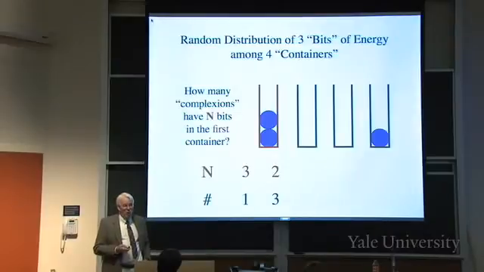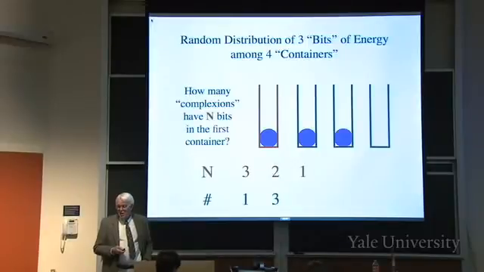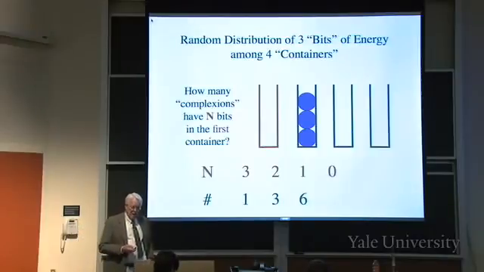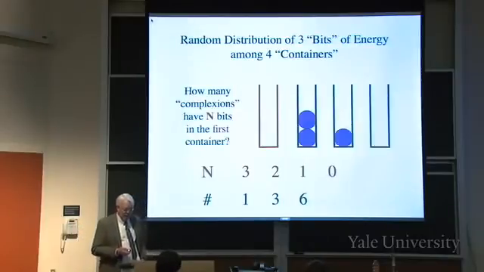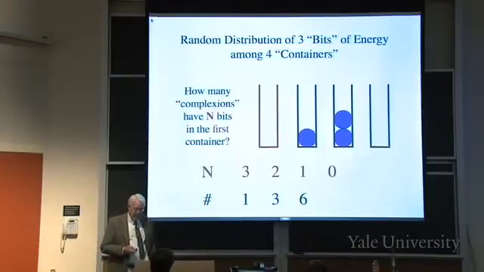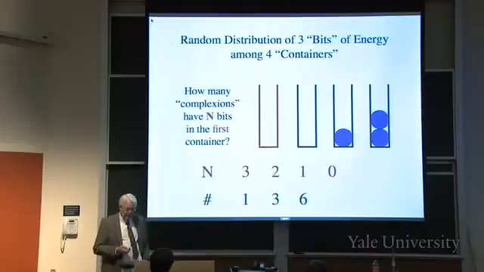How many ways of putting 1 in the first container? Well, we put 1 there. There's 1, 2, 3, 4, 5, 6 ways of doing it. Okay? So there's 6 ways of putting 1 in there. And how many of putting none at all in there? 1, 2, 3, 4, 5, 6, 7, 8, 9, 10. Okay? So there are 10 ways of doing that.